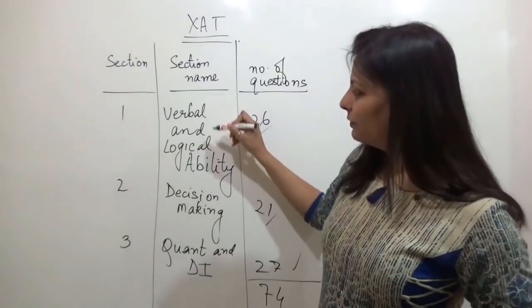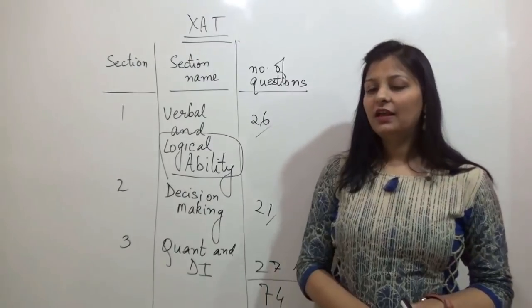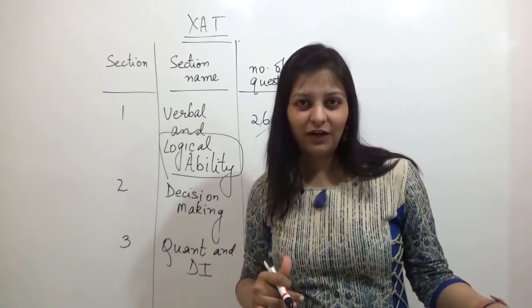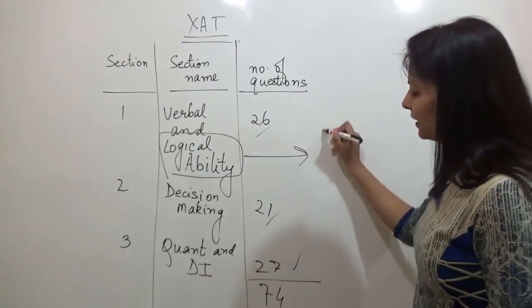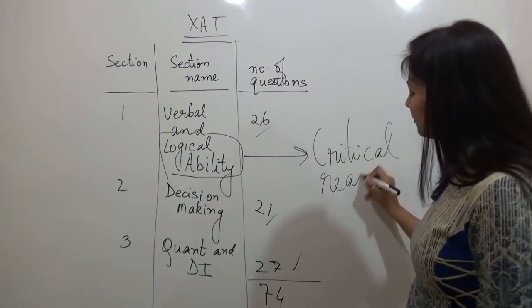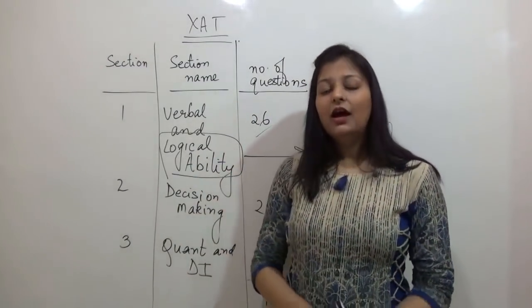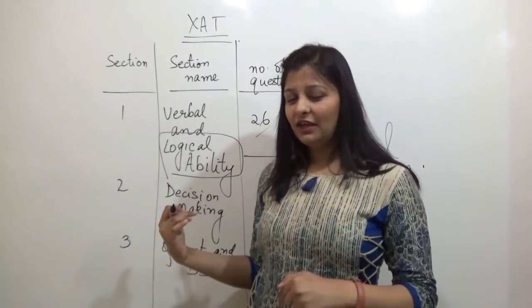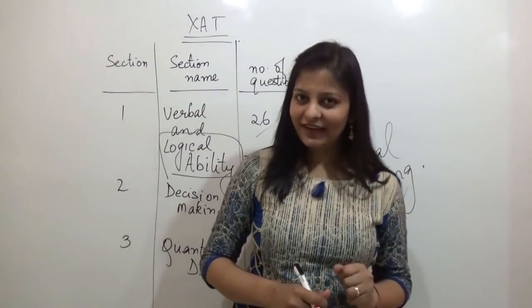Now, when you look at this name, verbal and logical ability, please do not be confused. This is not the same logical ability that you study for CAT. This logical ability is not the mathematics based one, it's not the number based one. This logical ability is mainly critical reasoning. So, one area that is going to help you a lot in XAT is critical reasoning, because you do get critical reasoning questions in XAT. Apart from that, your reading comprehension part is also based on critical reasoning, and even decision making is based on CR. So this is one area where you need to focus more when it comes to XAT.